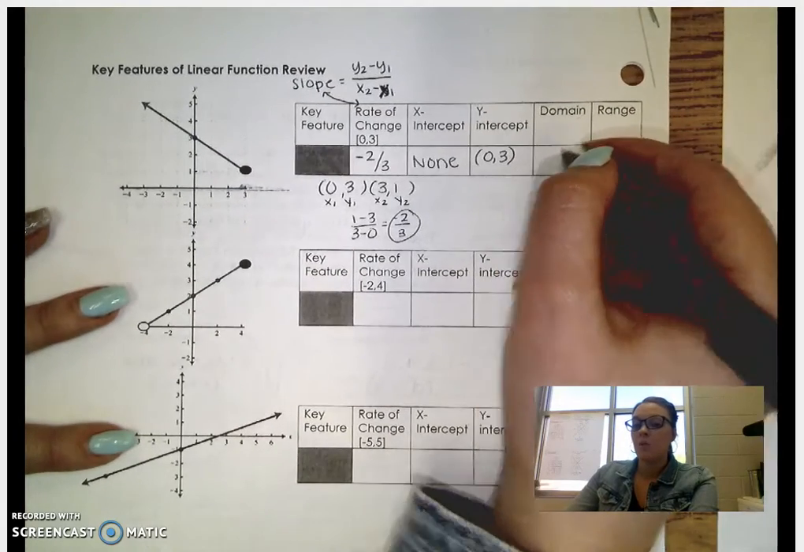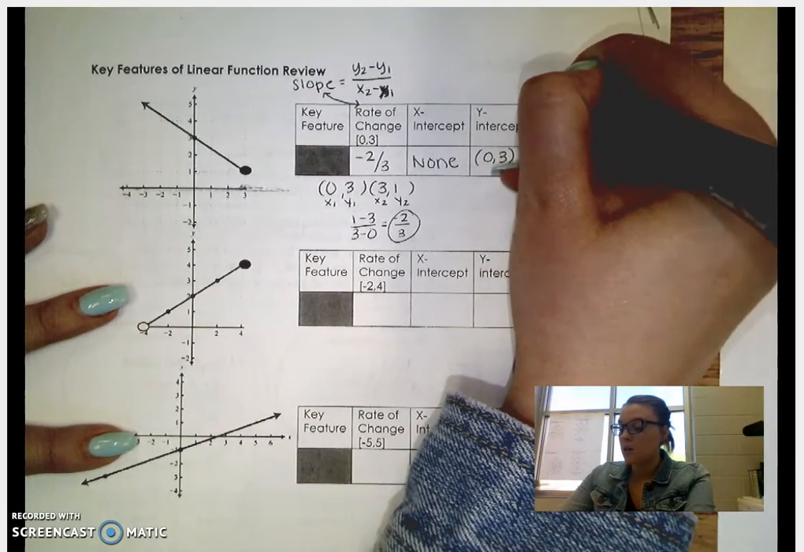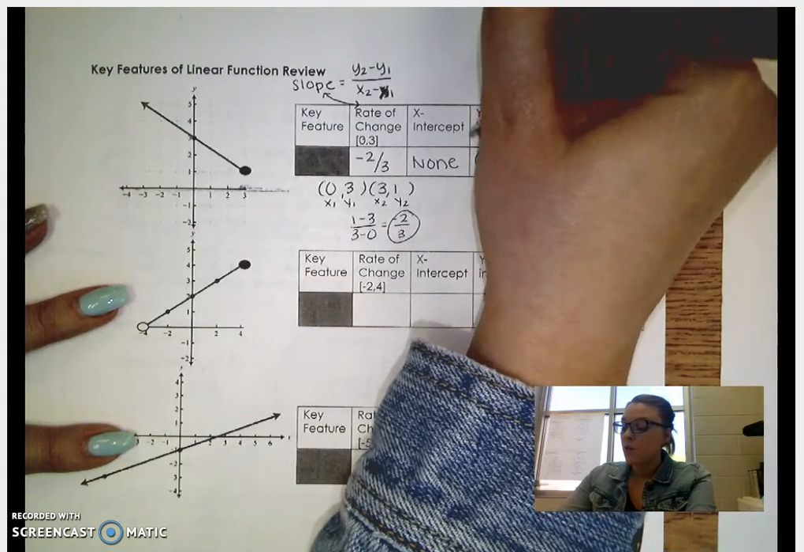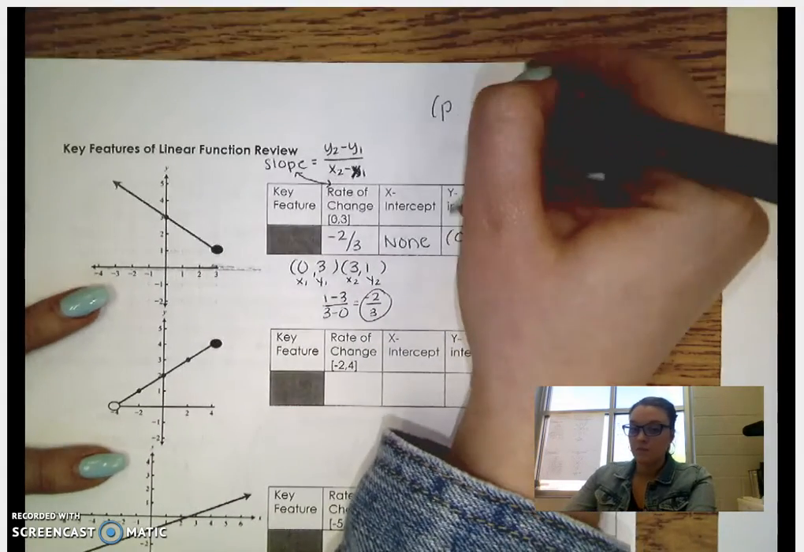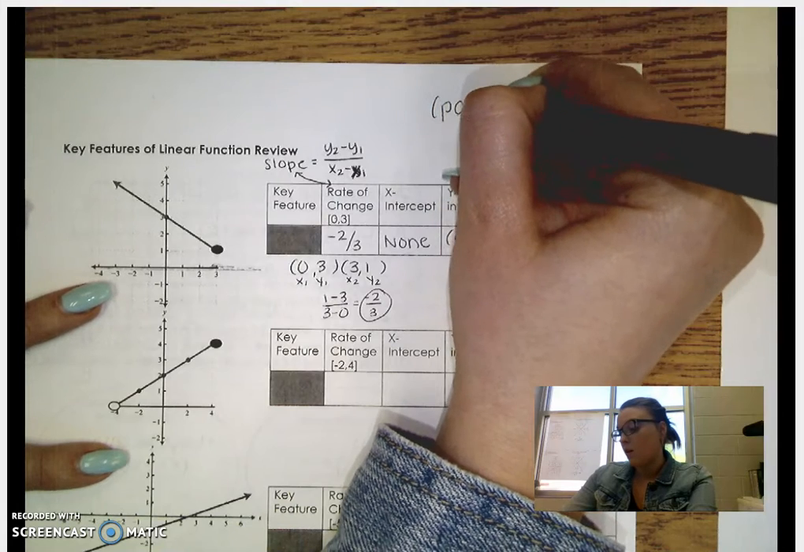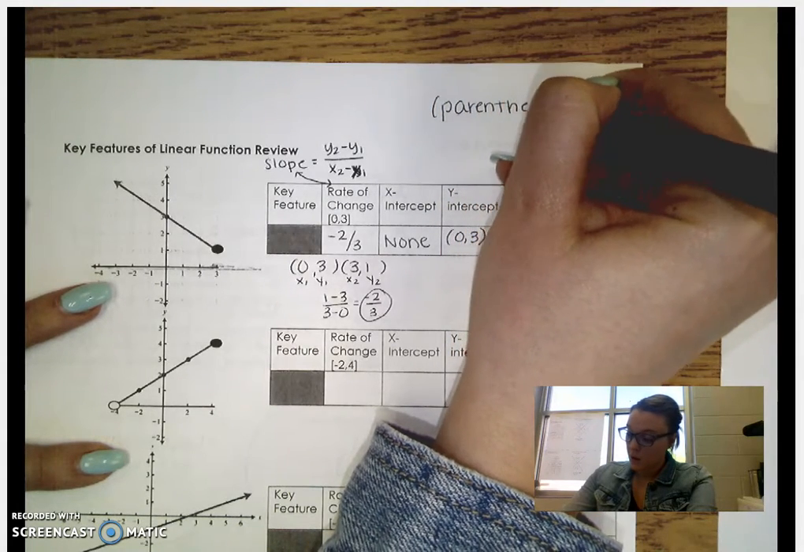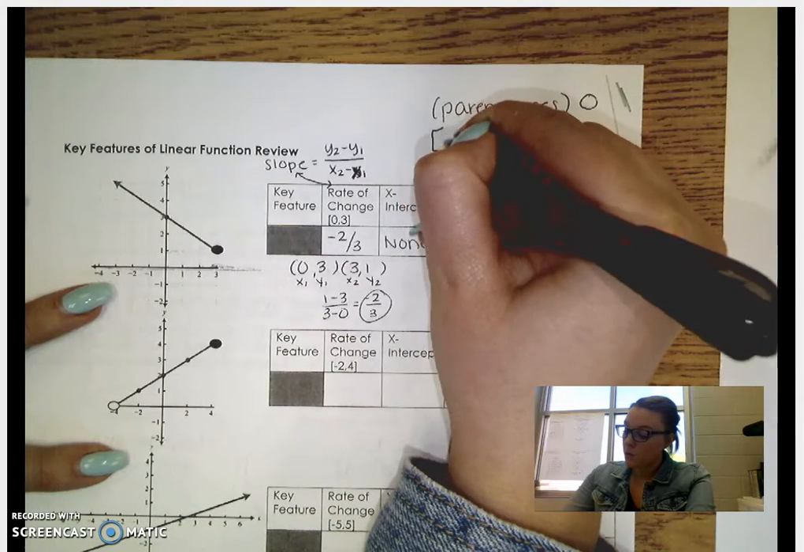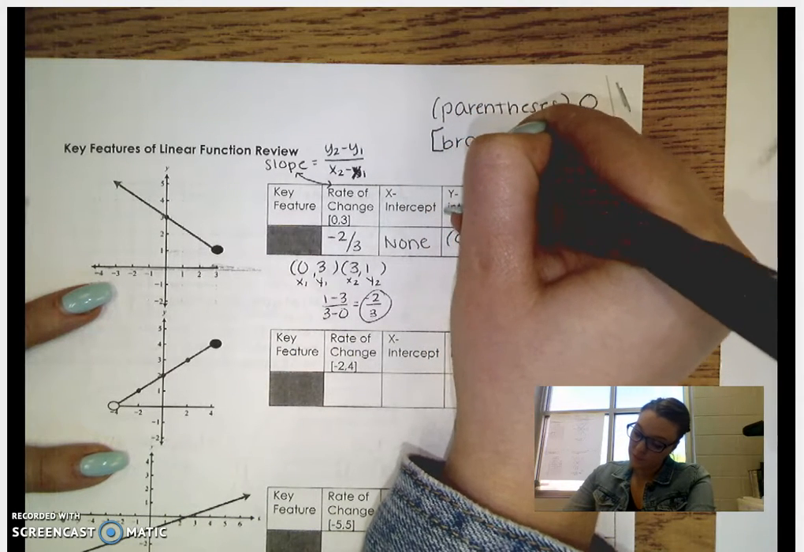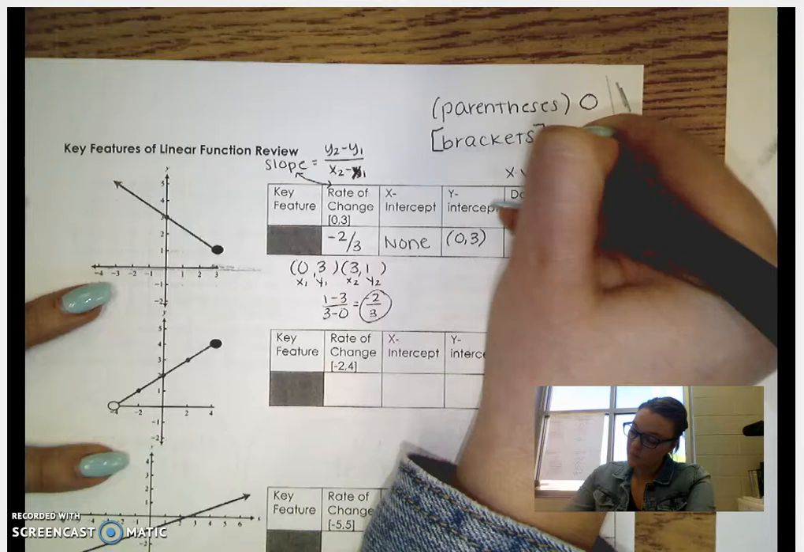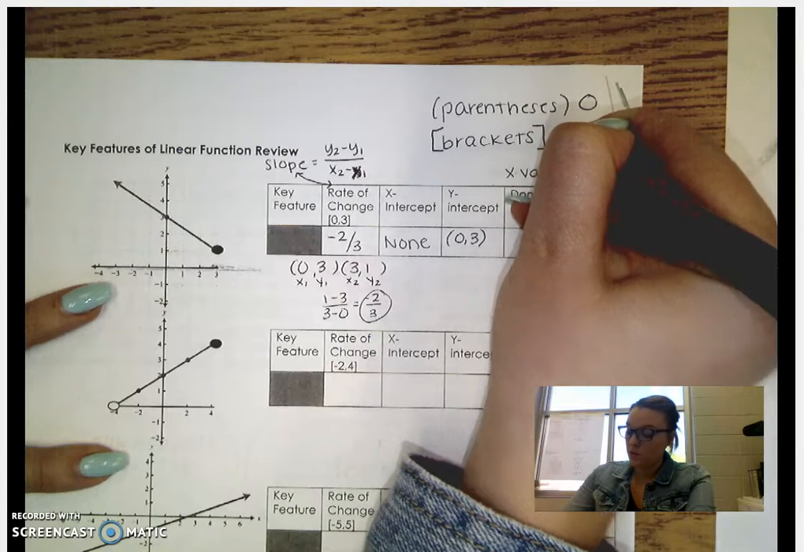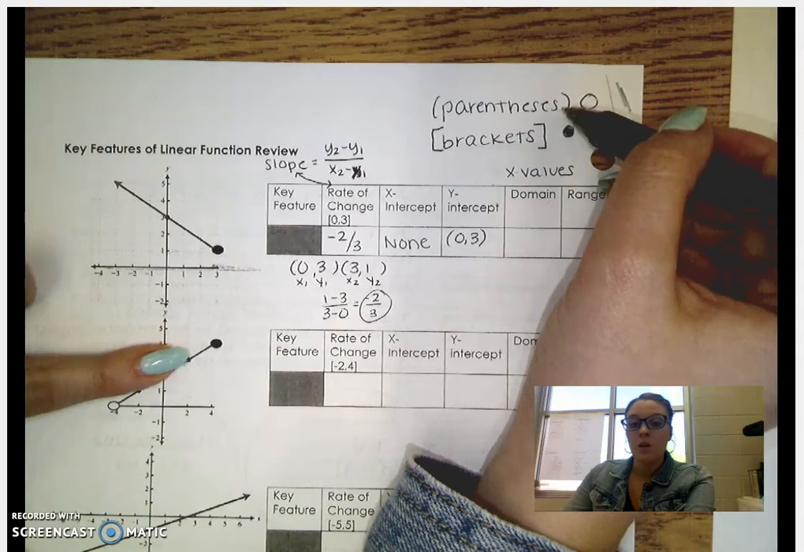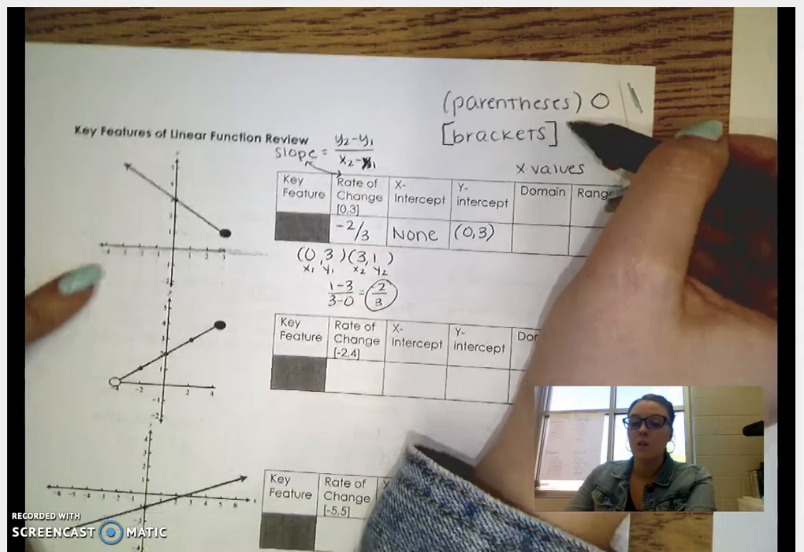Domain is very important. Domain is going to be your x values, and for domain and range, you use parentheses for an open circle, and you use brackets for a closed circle. So that's the difference between an open circle and a closed circle. You're going to have to use parentheses or brackets.